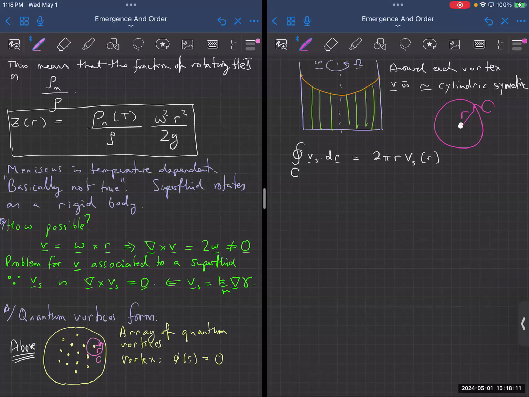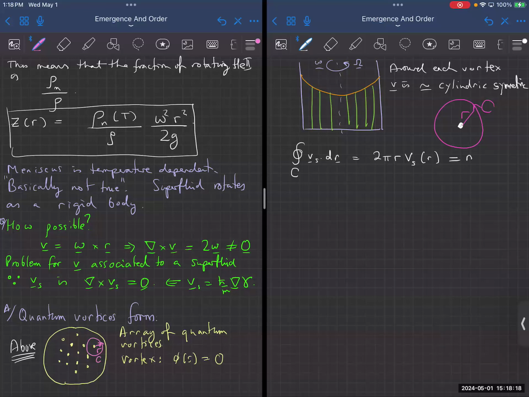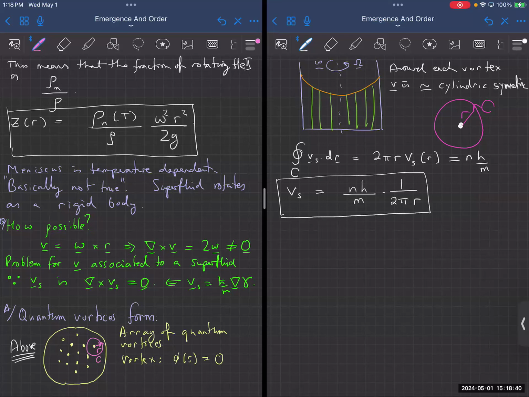And then this is going to equal n times h over m. And so what I get is that the velocity field falls off as n h over m times 1 over 2 pi r. So the velocity field falls off with distance from there, but there's a circulating velocity field. So if I now draw the vortex, then what I have is a velocity field that is going around like that, and we've just calculated how its magnitude depends on distance.